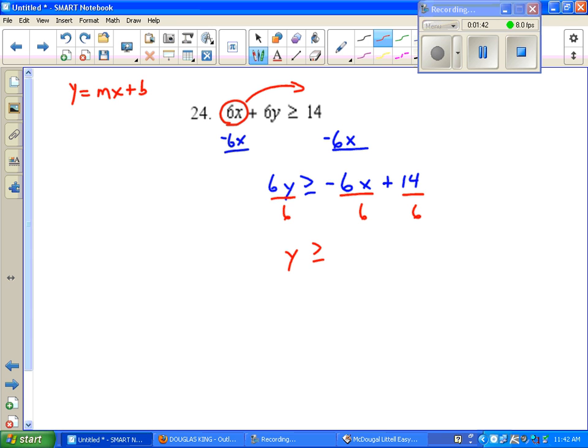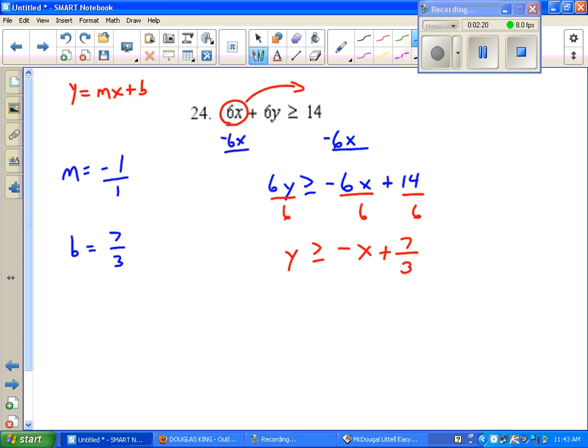Negative 6 divided by 6 will leave us with negative 1x, or simply negative x. And then 14 over 6, the number 2 goes into both of them. It goes into 14 7 times and into 6 3 times. So positive 7 over 3. So we have y equals mx plus b now, where our m value is negative 1, and our b value is 7 over 3. I wish it would not be a non-integer number, but we're going to have to use it as it is. M's value is always going to be a fraction, so we want to make it be over 1.